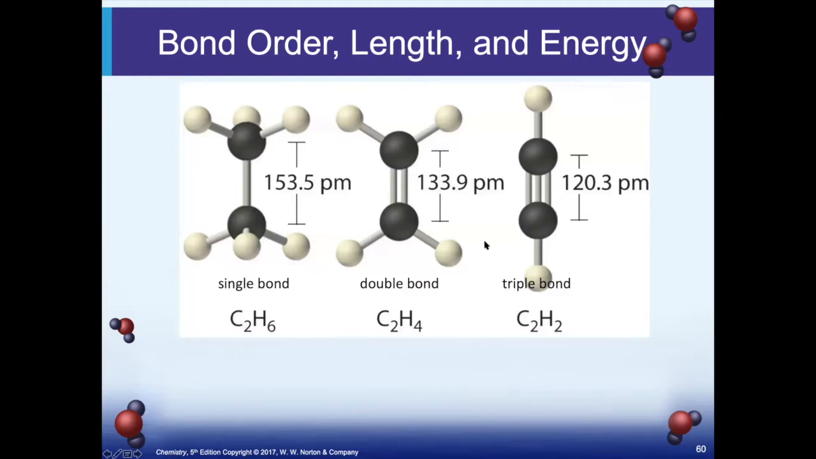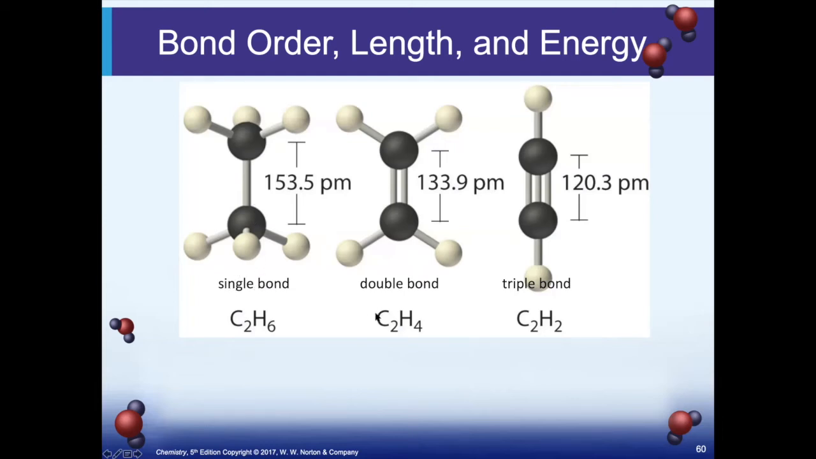Okay, so now let's talk about bond order, length, and energy. And this picture gives a lot of it away. For example, if I have this compound, C2H6, which is called ethane, their carbon-carbon bond length is 153.5 picometers, and it's a single bond.